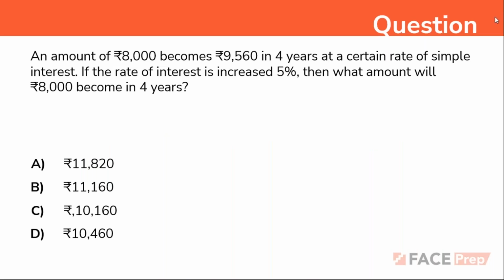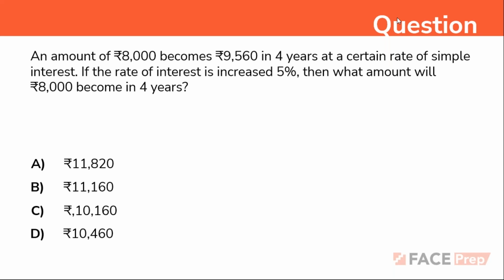Here is your first question. An amount of rupees 8,000 becomes rupees 9,560 in 4 years at a certain rate of simple interest. If the rate of interest is increased by 5%, then what amount will rupees 8,000 become in 4 years?